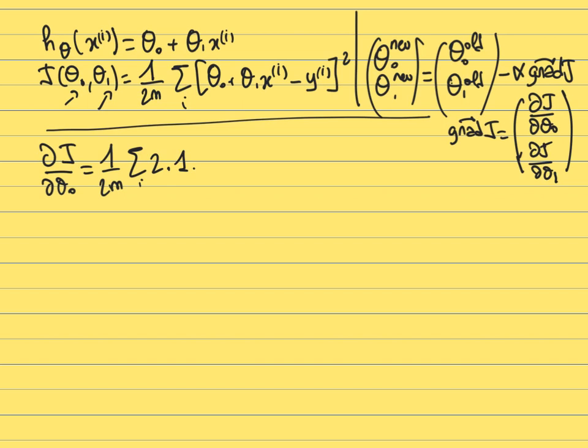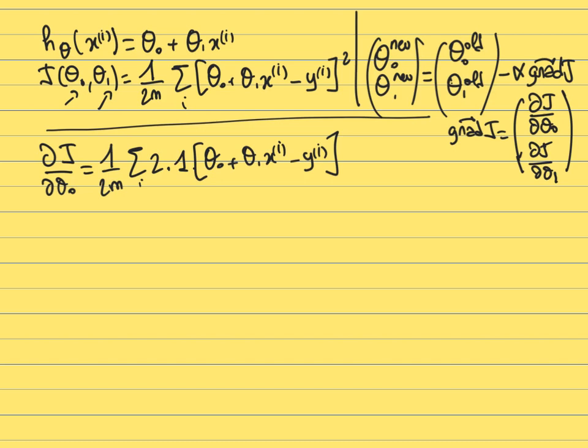And then we need to multiply by the function itself, which is theta naught plus theta 1 times xi minus yi. And here you can see why we introduced a factor 2 in the cost function to begin with, because now when we take the derivative, this factor 2 disappears, which means that we have a simpler equation for the gradient.